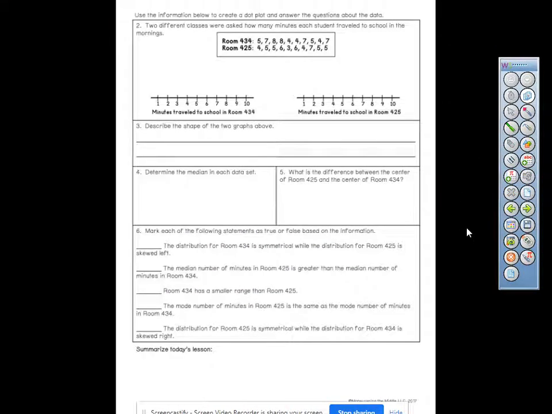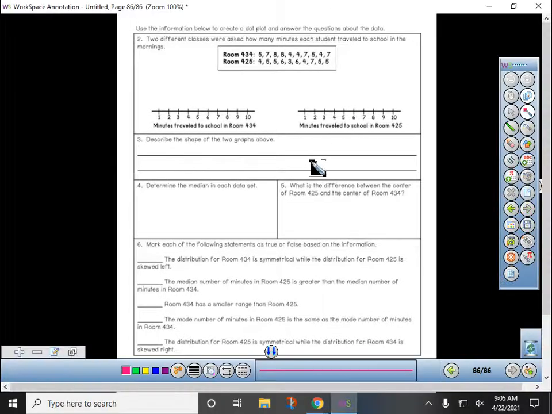Now we're going to make dot plots. Woohoo! Let's do this. 2 different classes were asked how many minutes each student traveled to school in the mornings. We're going to do room 434 first. That's right here. So this is a 5. Put a dot above 5. Mark out the 5. This is a 7. Put a dot above 7. Mark out the 7. Then you have 2 8s. So I put a dot and a dot. Mark out 2 8s. Then we got what? 2 4s.